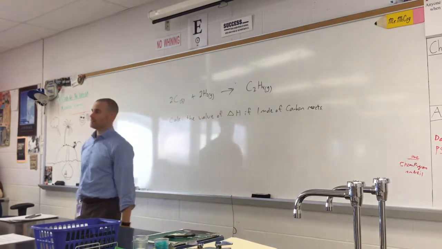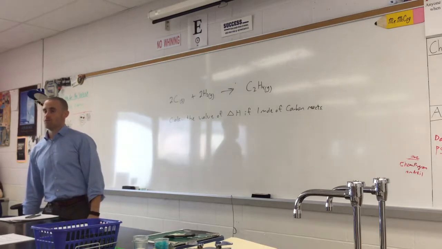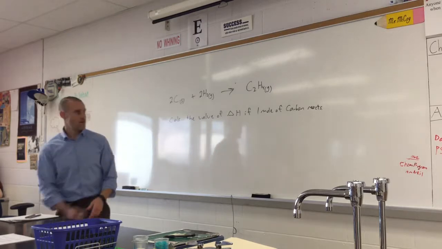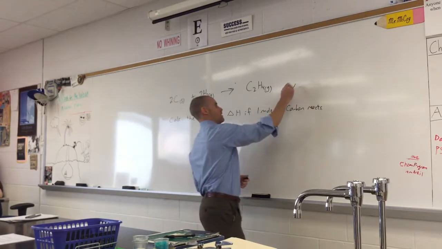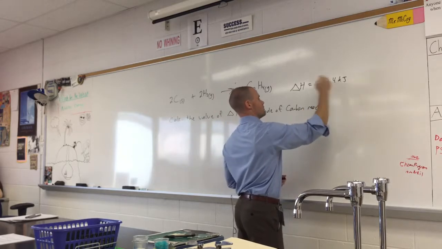I don't know if we already did that. It's 52.4. Oh, wait, that's the wrong one. It's 52.4. Okay. So over here, I'm going to write delta H equals 52.4 kilojoules.